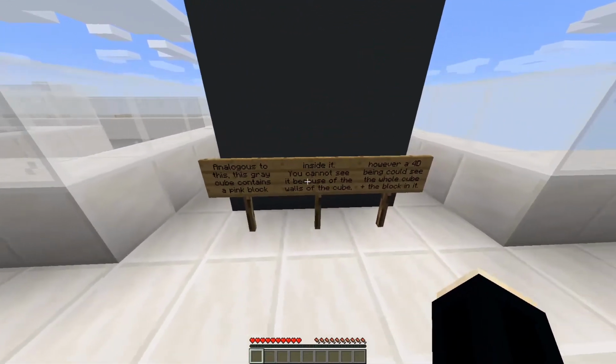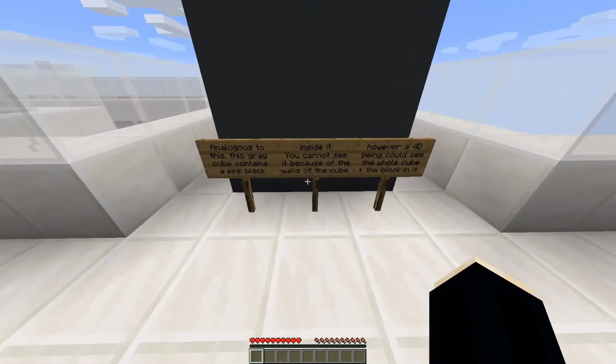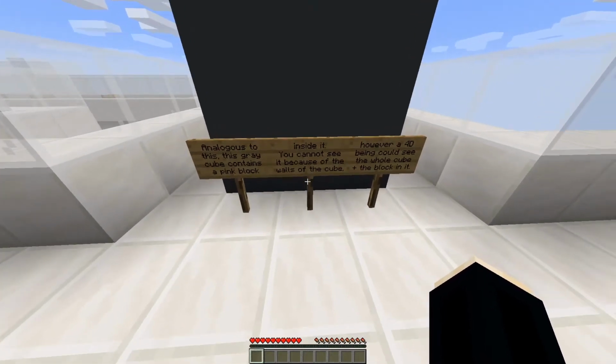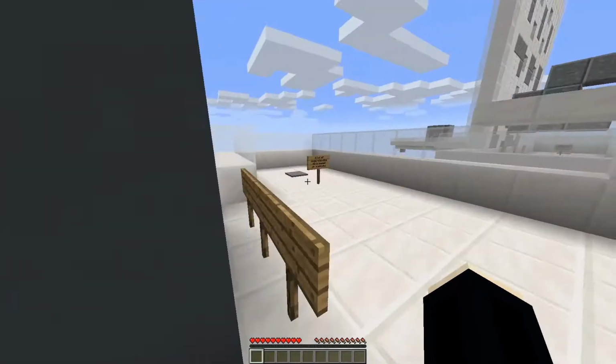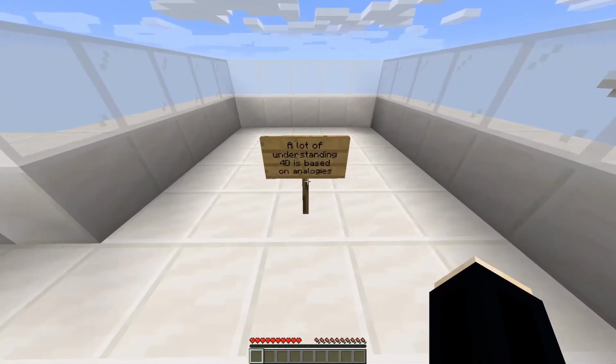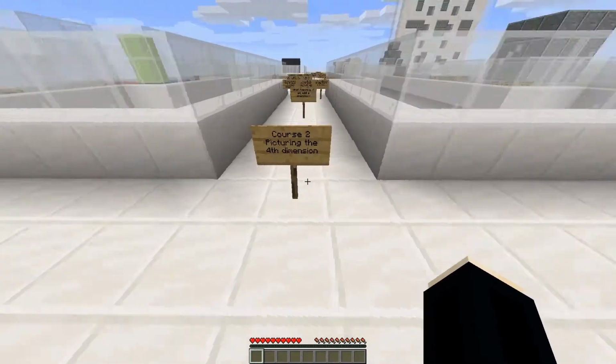Analogous to this, the gray cube contains a pink block inside it. You cannot see it because of the walls of the cube. However, a 4-dimensional being can see the whole cube and the block in it. A lot of understanding four-dimensional is based on analogies.